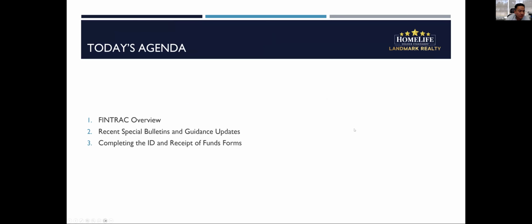Here's just a brief agenda. So Fintrac overview, recent bulletins and updates, and then completing the ID and the receipt of funds forms. And then, as I mentioned earlier, I'm going to go through some of the more recent MLS updates. You may know about the Data Integrity Service, DIS. We get a lot of DIS notices recently, so I'll talk about those and best practices for your listings, how to avoid DIS notices in the future.